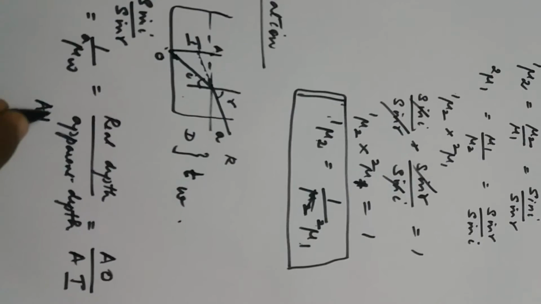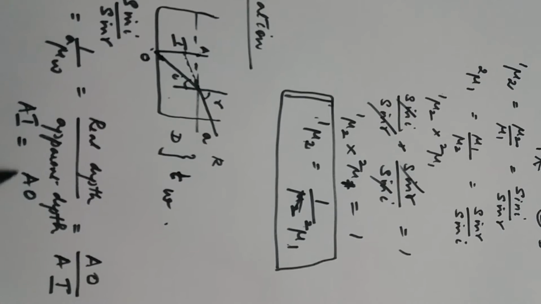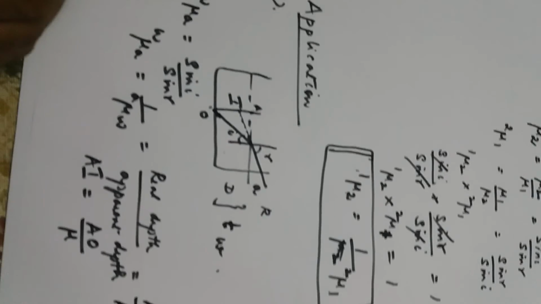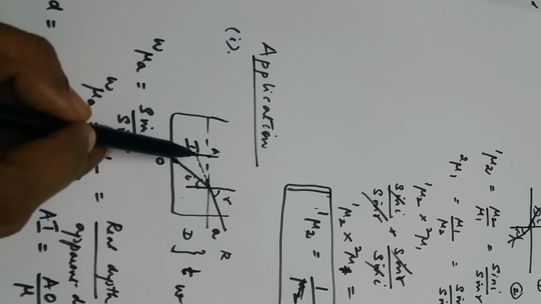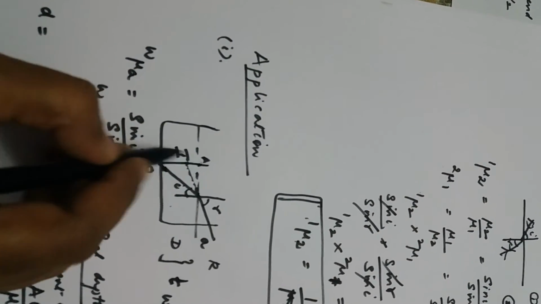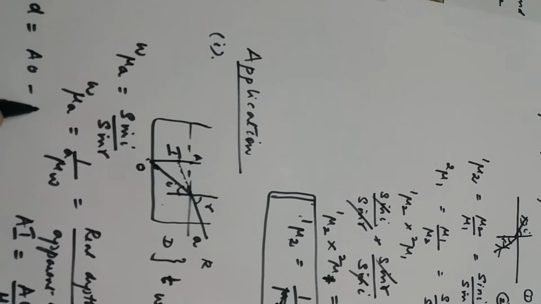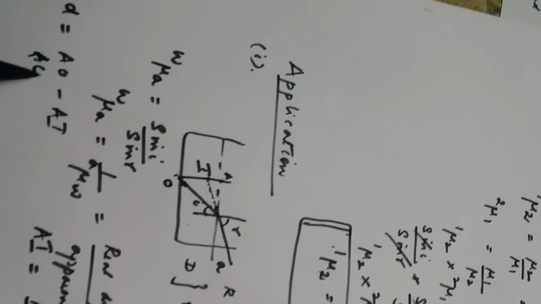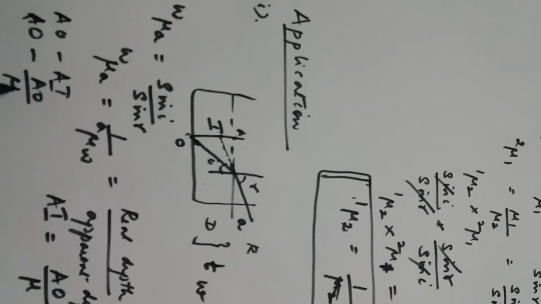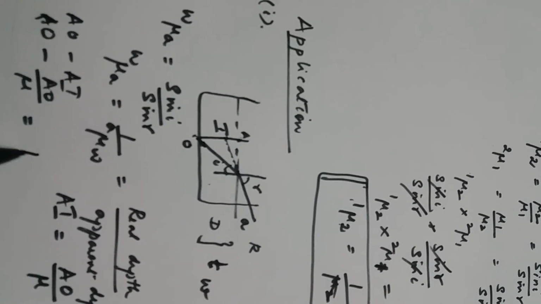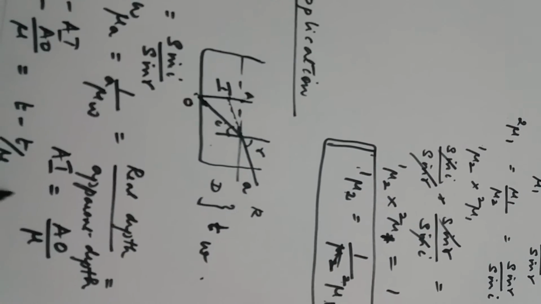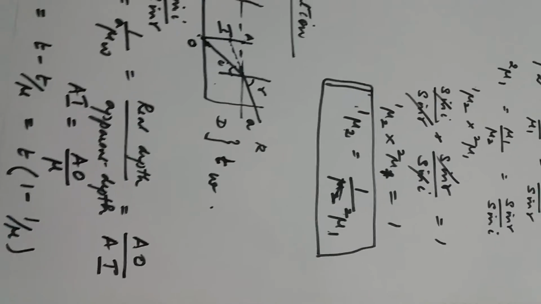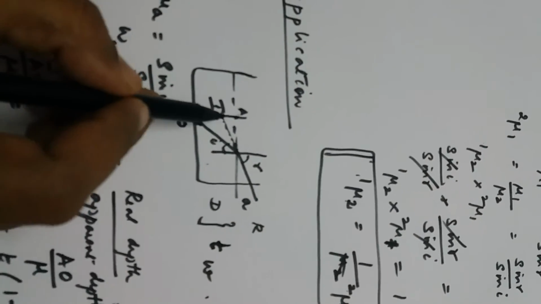Now this also gives you the apparent depth formula, which is AO by mu. Here in general we are writing it as mu. So if we want to find the height at which the object is raised, this can be written as AO minus AI. Now we know what AI is. AI is AO by mu. So AO minus AO by mu. Since AO is T, we arrive at T minus T by mu, which gives T common, 1 minus 1 by mu. So this would give you the height at which the object is raised.